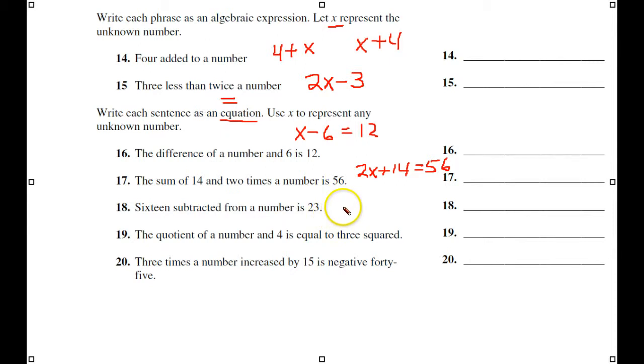16 subtracted from a number. So we have our number. We're going to subtract 16 from it. That equals 23. Now the word quotient, students find difficulty in that. And the quotient is just a ratio, so it's a fraction. The quotient of a number, that would be x over 4. So that's the quotient of a number in 4 is equal to 3 squared.